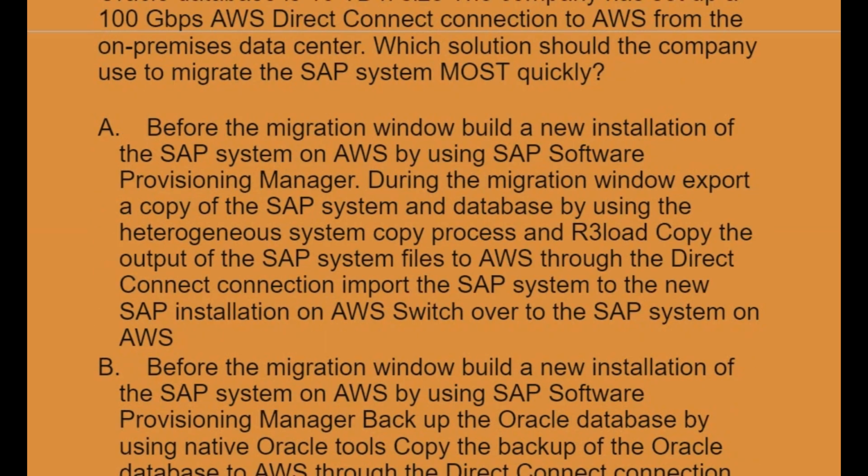Option A. Before the migration window, build a new installation of the SAP system on AWS by using SAP Software Provisioning Manager. During the migration window, export a copy of the SAP system and database by using the heterogeneous system copy process and R3load. Copy the output of the SAP system files to AWS through the Direct Connect connection. Import the SAP system to the new SAP installation on AWS. Switch over to the SAP system on AWS.